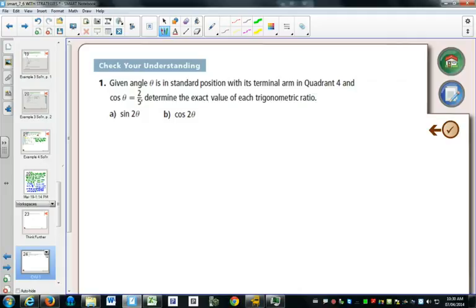So in the same way that we have done questions where you're given an angle, a quadrant, and sine or cos, in the same way we've done these in the past where we drew a triangle, that's what we're going to do again. This is another triangle question.